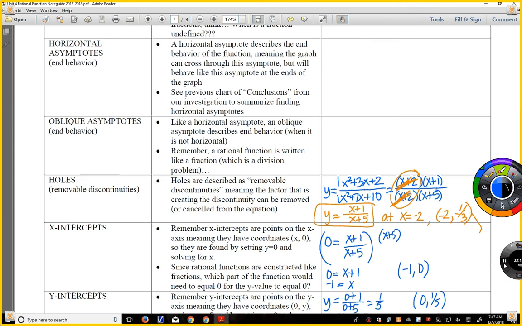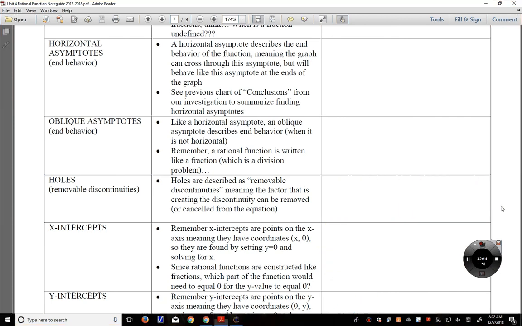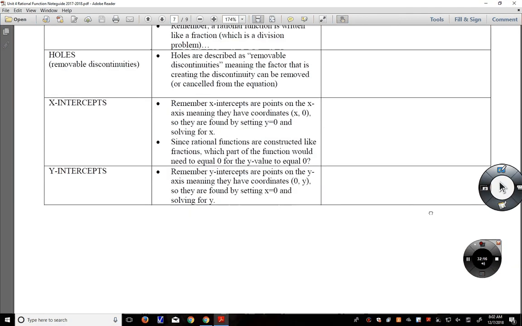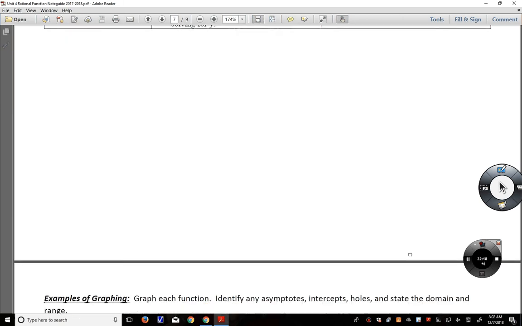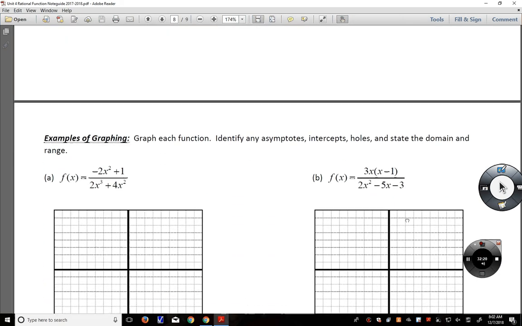So let's see what we got on here. All right.